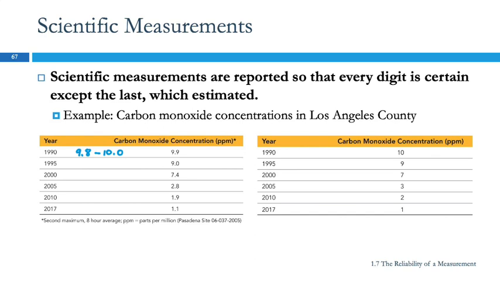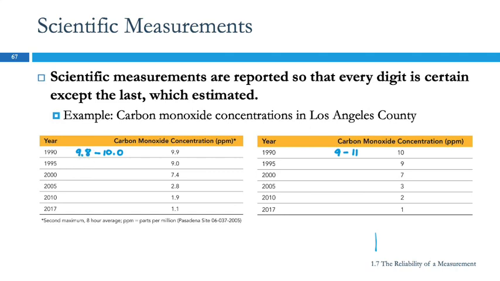If we say 10, well, let's look at 10. So the last digit here is in the ones place. That would be where the uncertainty is. So then this is saying, well, this is between 9 and 11. That's a much bigger range, right? This is more of a guess than this one is.